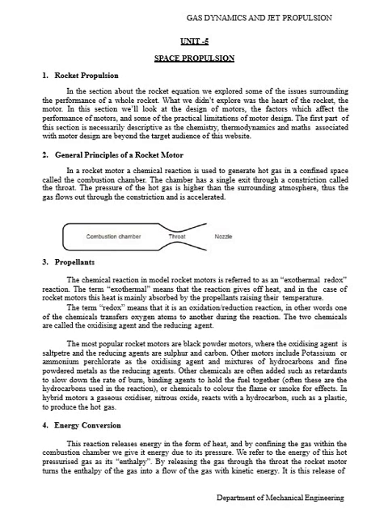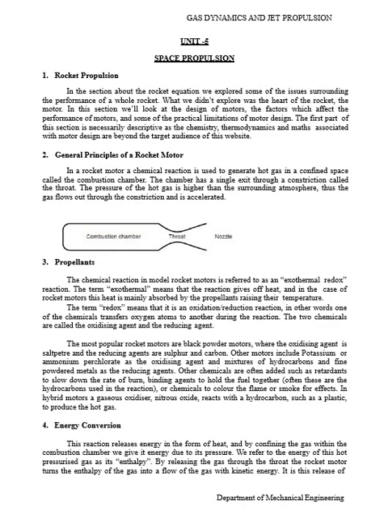The first part of this section is necessarily descriptive, as the chemistry, the thermodynamics and the maths associated with motor design are beyond the target audience of this website. General principle of the rocket motor. In a rocket motor, a chemical reaction is used to generate hot gas in a confined space called the combustion chamber. The chamber has a single exit through a constriction called the throat. The pressure of the hot gas is higher than the surrounding atmosphere. Thus, the gas flows out through the constriction and is accelerated.